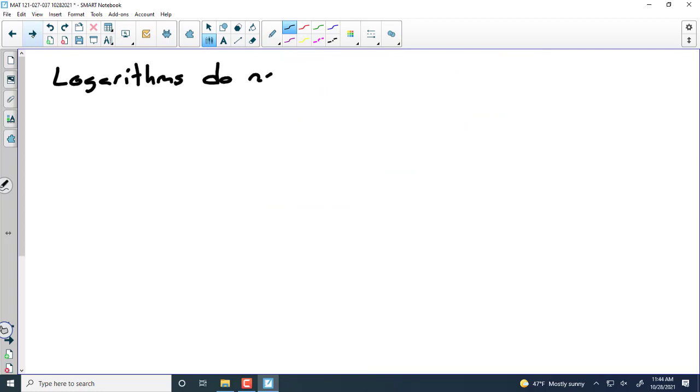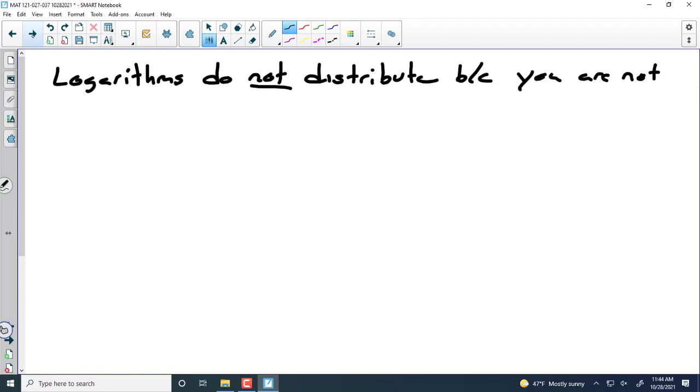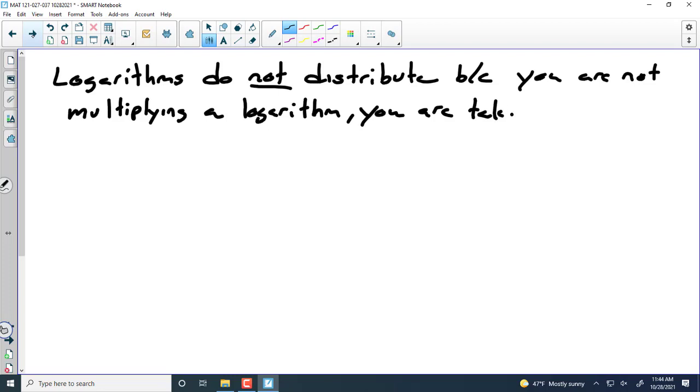Logarithms do not distribute because you are not multiplying a logarithm. You are taking or finding a logarithm. I'll show you what I mean by this, everyone.